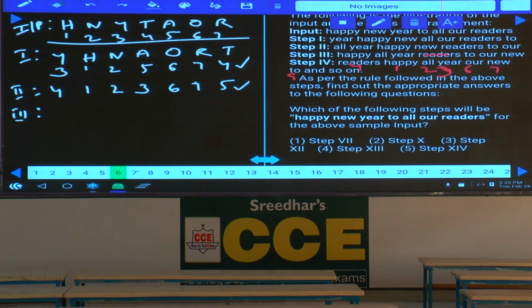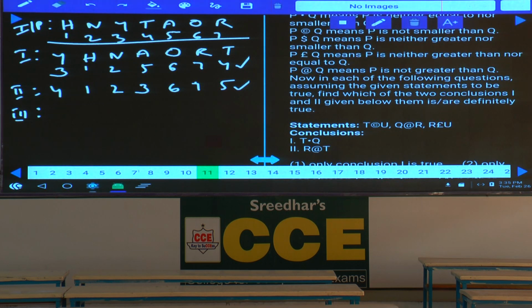Then next one, question numbers 11 to 15. Yes, 11 to 15. First write down this order 3, 1, 2, 5, 6, 7, 4, 4, 1, 2, 3, 6, 7, 5. Yes, 11 to 15, coded inequalities. Done with this one, or shall I explain these questions 11 to 15?